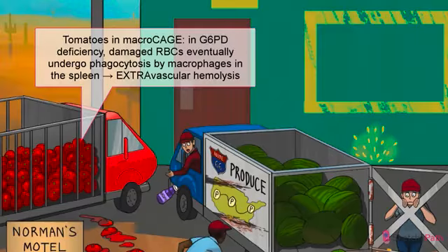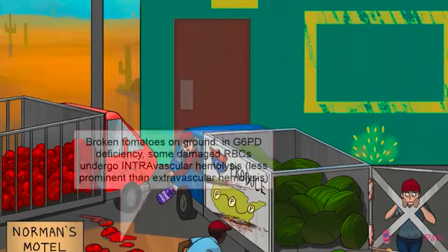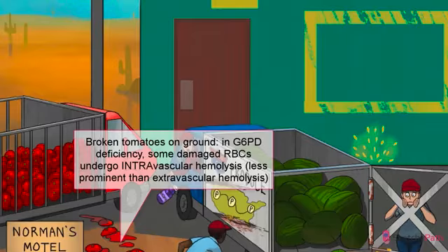This is called extravascular hemolysis and is represented by the splenic big rig with the macrocage on the back, full of RBC tomatoes. This is the predominant mechanism behind the hemolysis seen in G6PD deficiency. Some RBCs, however, don't make it that far and undergo cell death intravascularly. The red tomatoes that didn't make it to the truck and lay hemolyzed on the ground represent intravascular hemolysis.